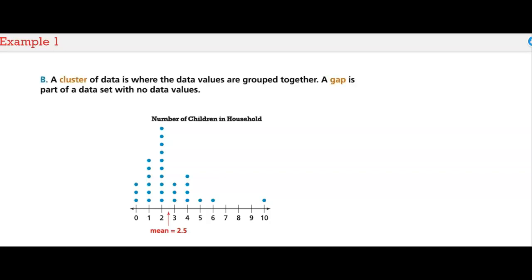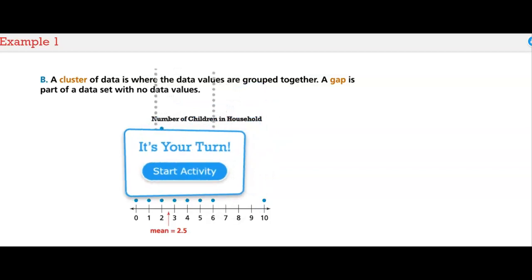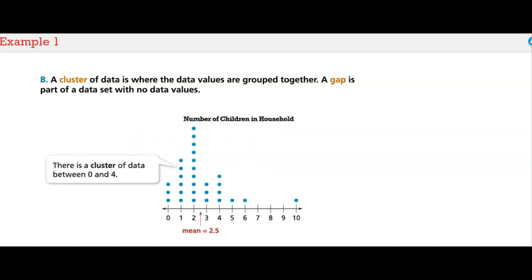Part B. A cluster of data is where the data values are grouped together. A gap is a part of a data set with no data values. There is a cluster of data between 0 and 4.